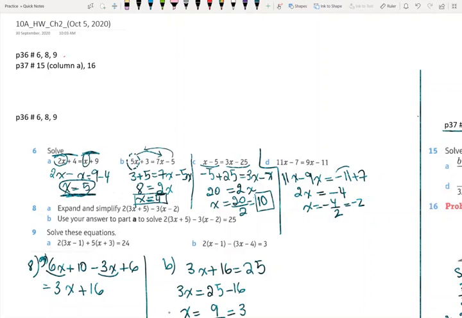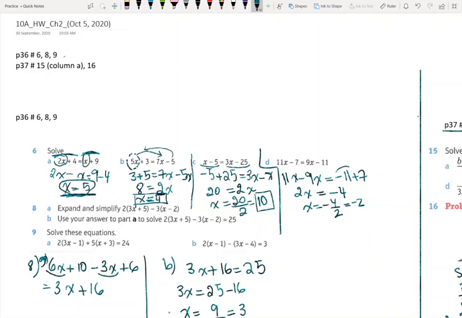Starting with part C. So x minus 5 plus 25 is equal to 3x minus x. So 20 is equal to 2x, therefore x is equal to 20 over 2, which is equal to 10.